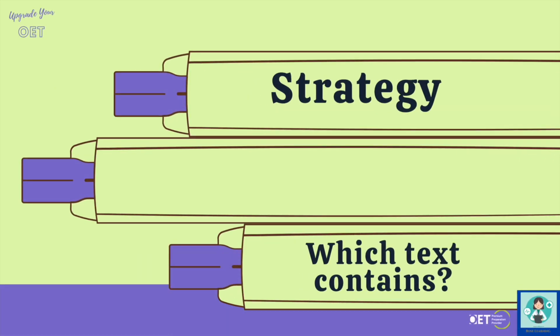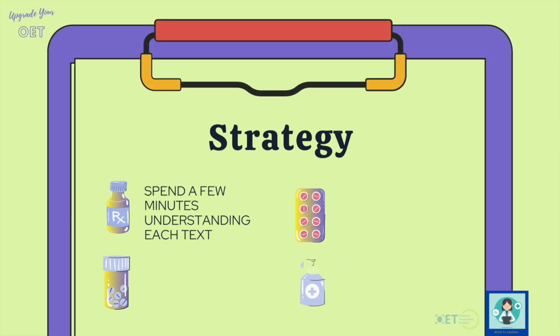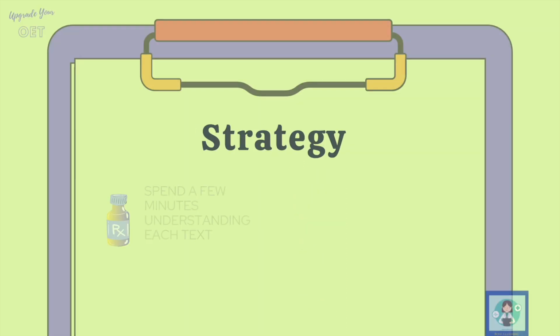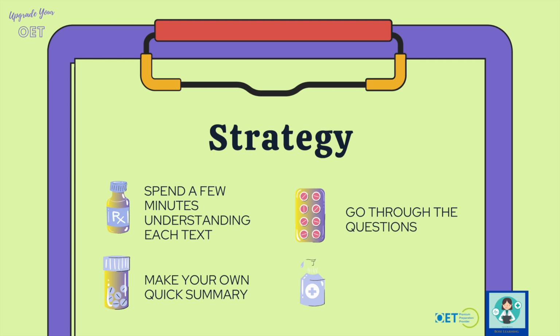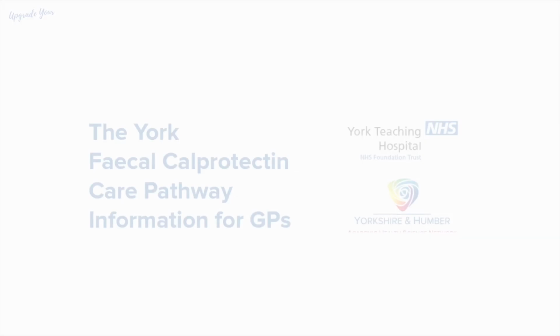So what's your strategy then when it comes to which text contains? Well, my advice would be to spend a few minutes of the 15, invest that time in understanding each text. In fact, it's a good idea to make your own quick summary. So text A is about this, B is about this, and so on. Just a couple of words. Then go through the questions and, of course, make sure you try and answer everything, checking that you've got the actual part that you need. So let's have a go then.